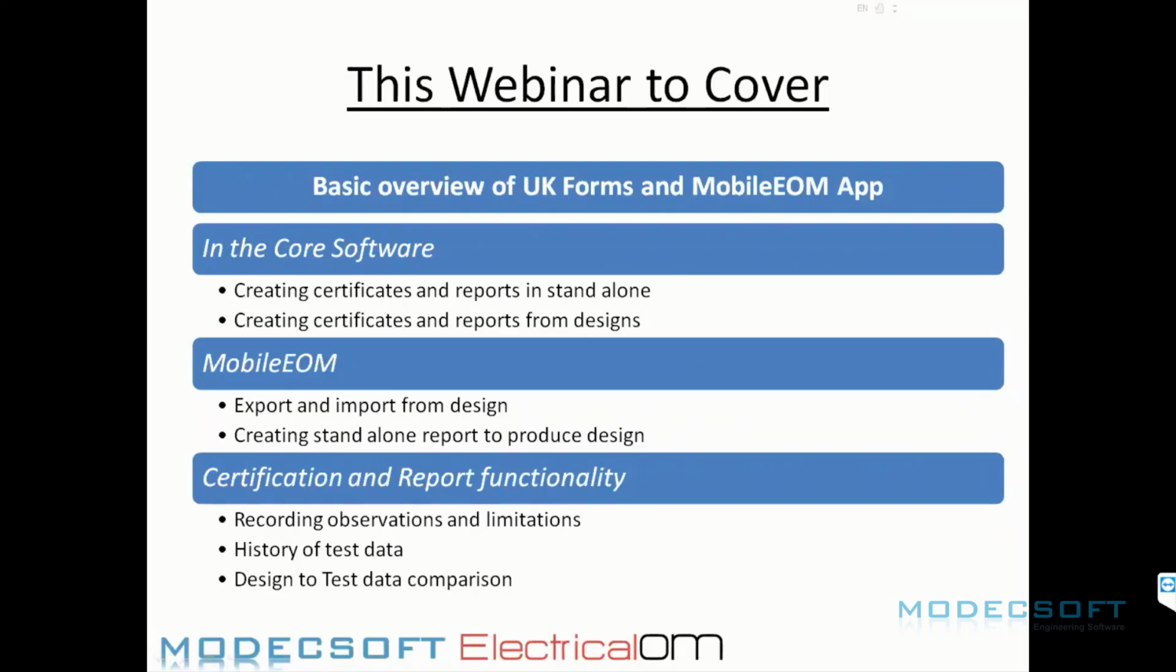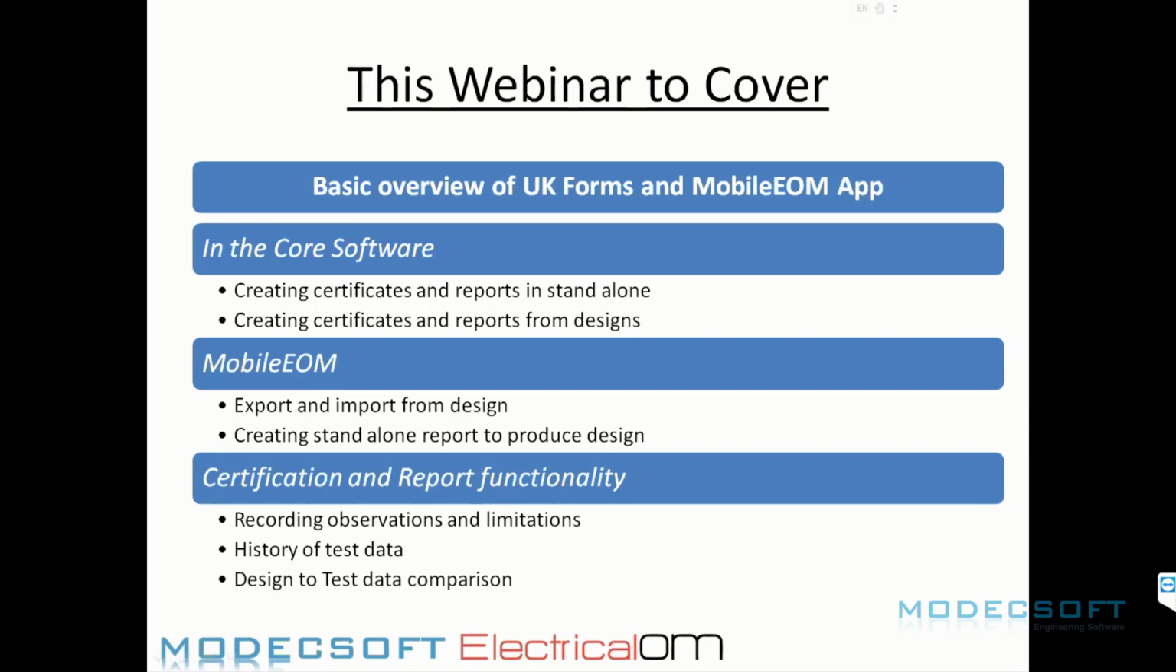But we'll be looking at how we're exporting information to the mobile app, how we can import information from the mobile app back into the design, creating reports in the mobile app, whether standalone or again from the design, and putting information back into ElectricalOM. And then we'll also be looking at various functionality within the certification itself.